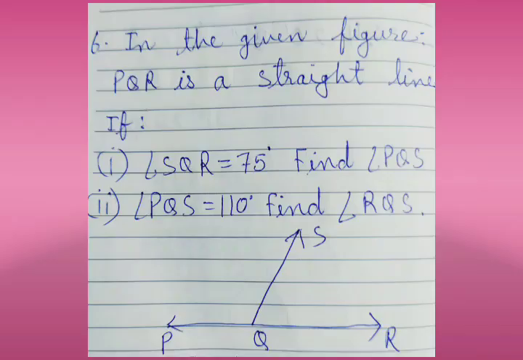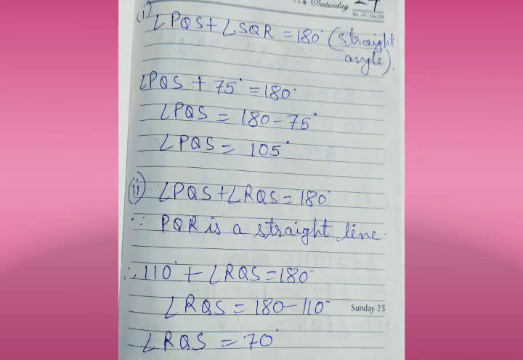Now question number 6. In the given figure, PQR is a straight line. If SQR is 75, find PQS. So we know that the angle of a straight line is what? 180 degree. So first you will write like this as I have written. So angle PQS plus SQR is equal to 180 and then PQS will be equal to 180 minus 75 and this is equal to 105.